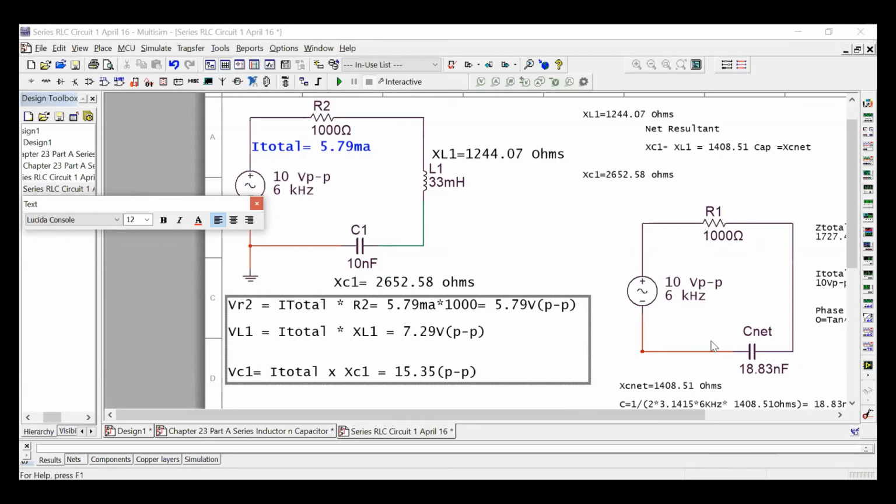What's the voltage on that? 5.79 squared plus parentheses, 7, oops, we don't want to do that. We want to do 5.79 minus 7.29. Here we square it.